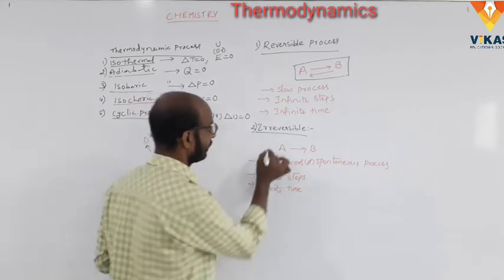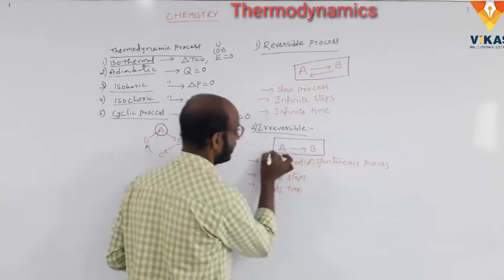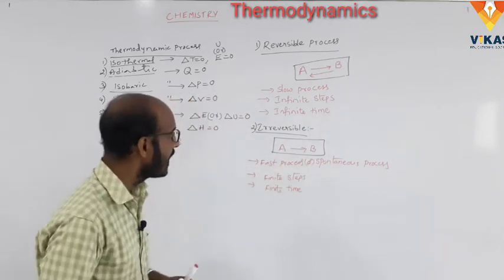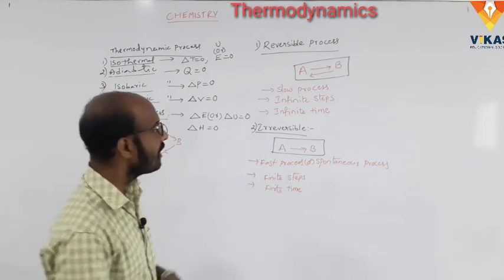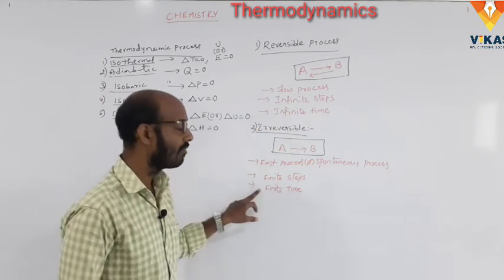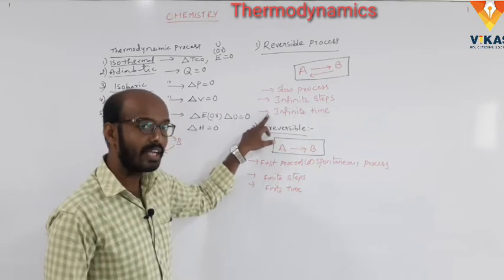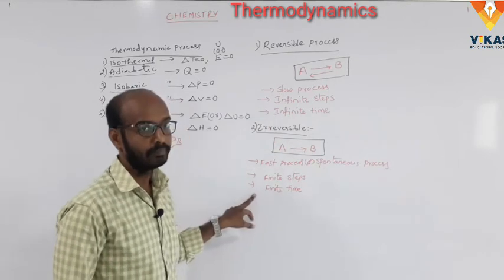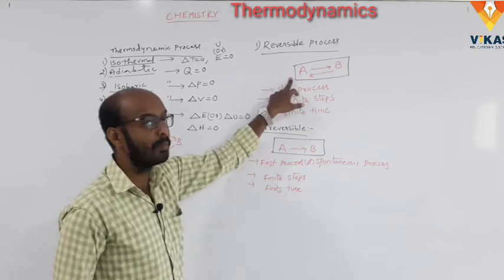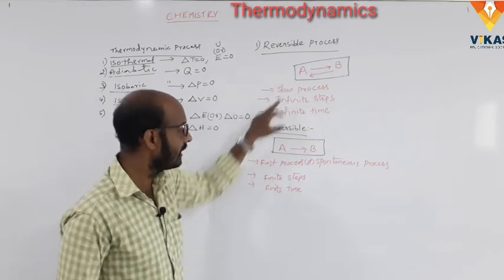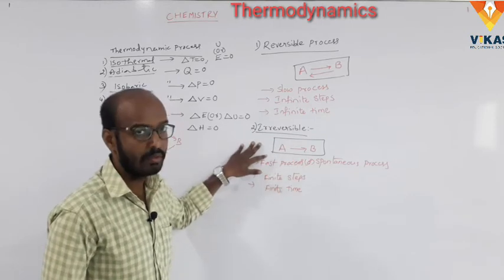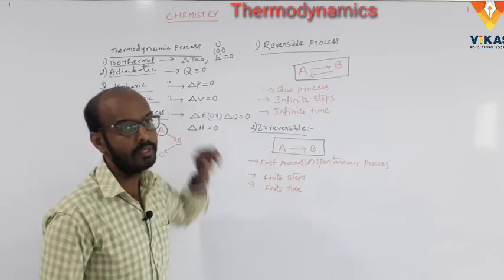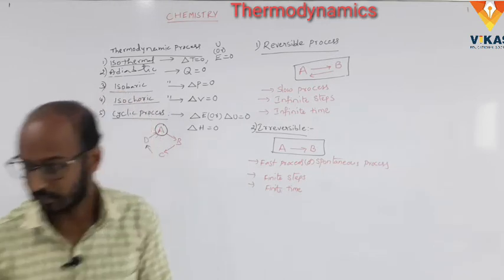Clear? If reversible is the slow process, irreversible is the fast, spontaneous process. Reversible involves infinite steps and infinite time; irreversible involves finite steps and finite time. In reversible, A is converted to B and B is converted to A. Here in irreversible, A is converted to B, enough, over. That is called the irreversible process. This is the reversible process. Clear? And next one.